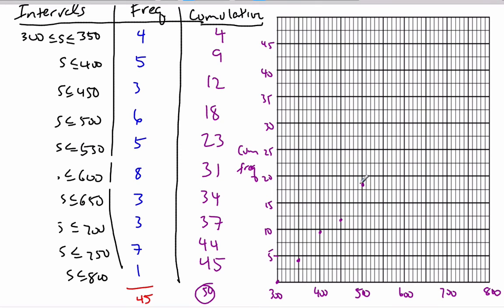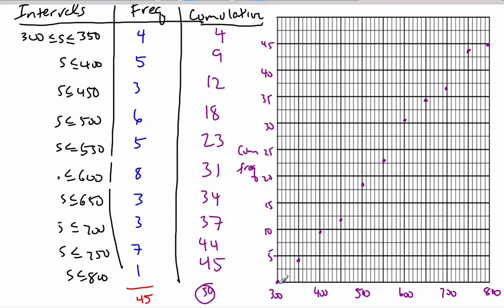And of course you can do some estimating. 23 is the next one, so that's going to be here. 31 goes here. 34 ends up being here. And 37 is right here. And then 44 will jump up to about here. And then 45 is here.